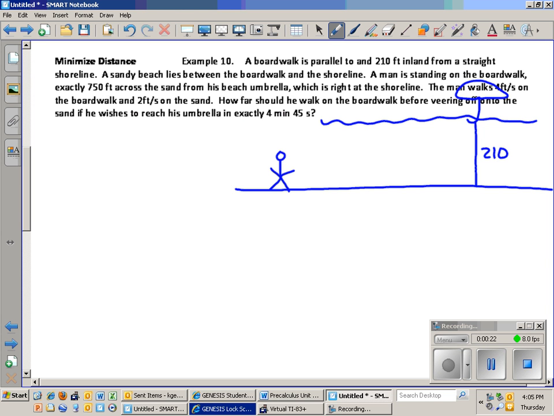It says that he is exactly 750 feet away from his umbrella, and he is going to walk for a portion of the time on the boardwalk, and for a portion of time he is going to walk on the sand. He wants to get there in exactly 4 minutes and 45 seconds. That translates to 240 plus 45 seconds, or 285 seconds.